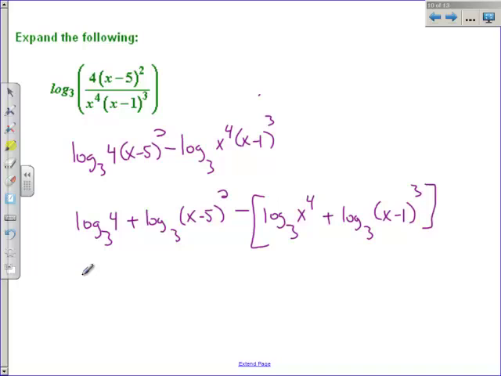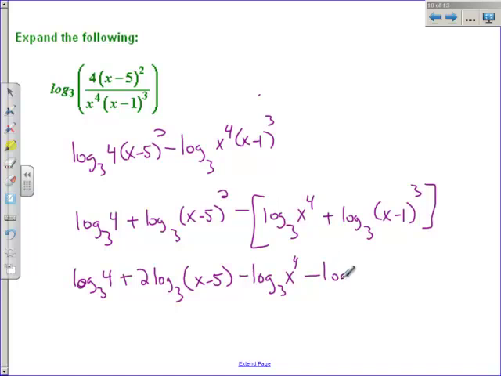Let's see, what else can we do here? The log base 3 of 4 cannot be simplified because 3 to a power does not equal 4, at least an integer power. And then here I'm going to bring the 2 down in front, 2 times the log base 3 of x minus 5. Now I'm going to distribute this negative through, so this is going to be minus the log base 3 of x to the 4th, and then minus the log base 3 of x minus 1 cubed.